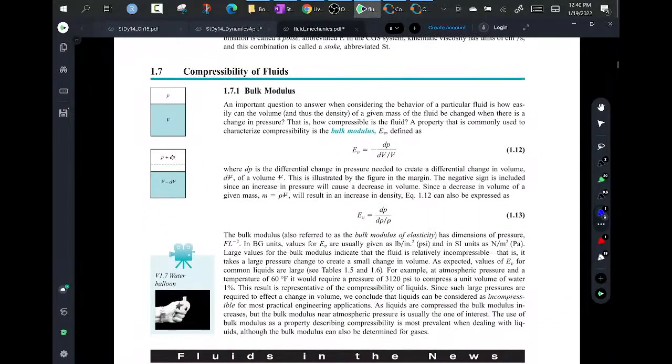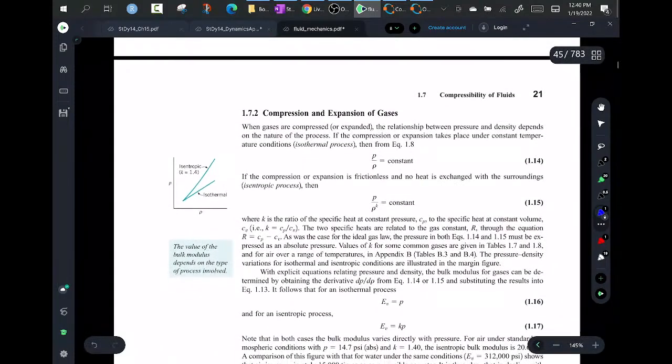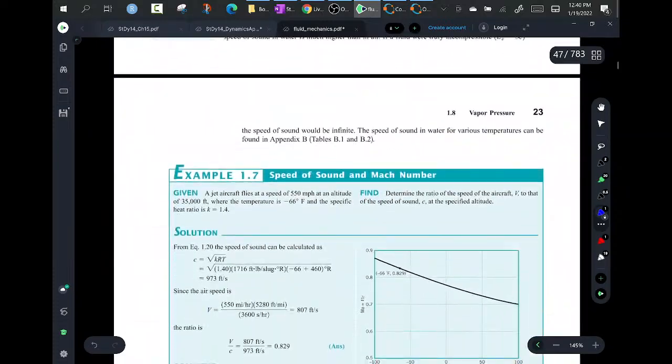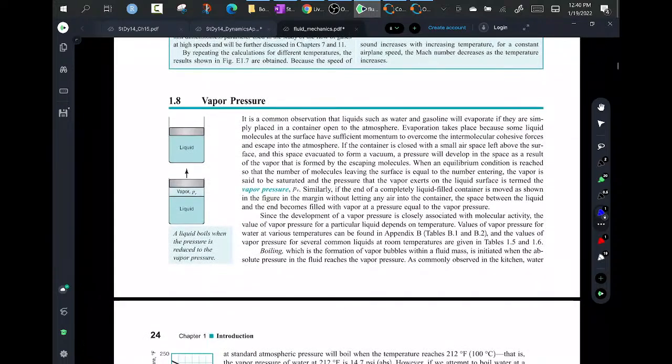Compressibility of fluids, we're not going to cover too much of that. And expansion and compression of gases, we're not going to cover that. And speed of sound and Mach number. Vapor pressure. Vapor pressure is the same thing as the saturation pressure. It's basically if you took a bunch of liquid and you pulled a vacuum on it, pretty soon you'll get water boiling. You can get water boiling at room temperature if you put enough vacuum on it so that the boiling pressure drops down to, say, 80 degrees.